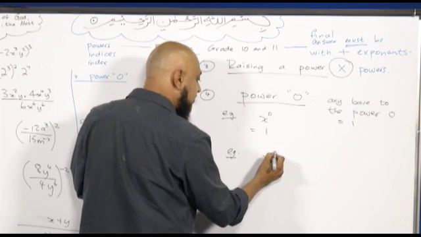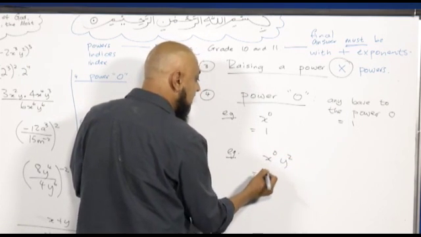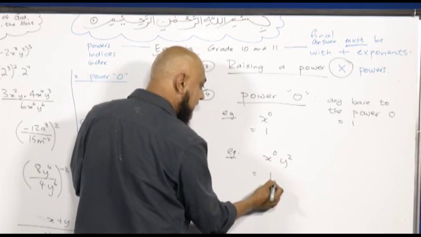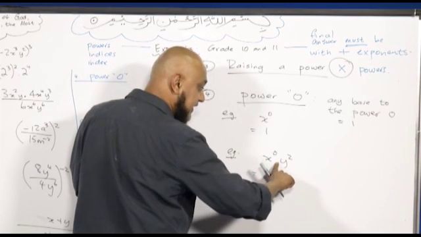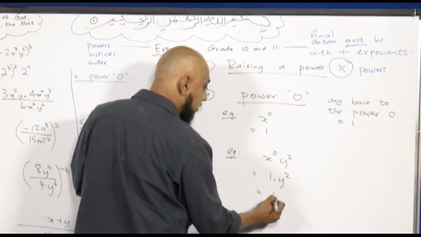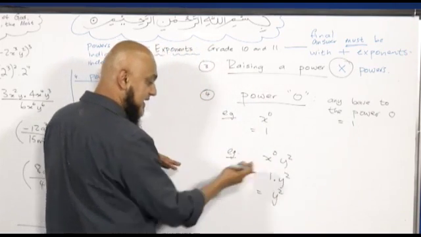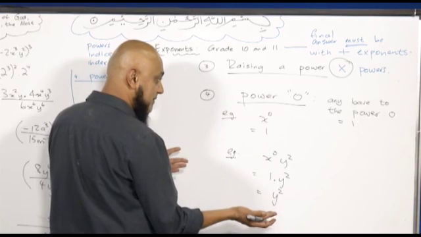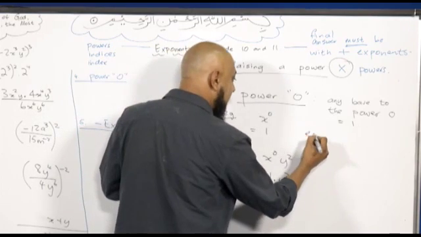If I told you x to the power 0, y squared, then x to the 0 is 1, times y squared. If there's no sign, it means multiplied. And 1 times y squared, we all know, is y squared. Any number times 1 is still the same. Let's look at another example.